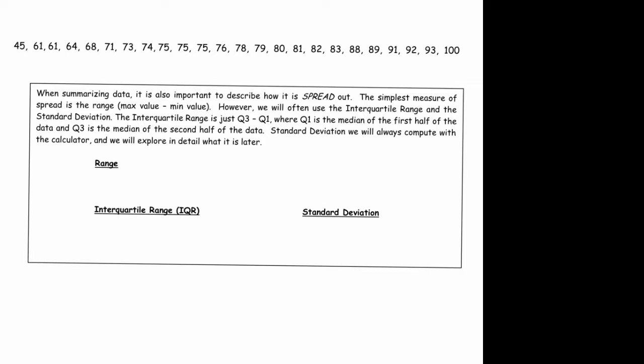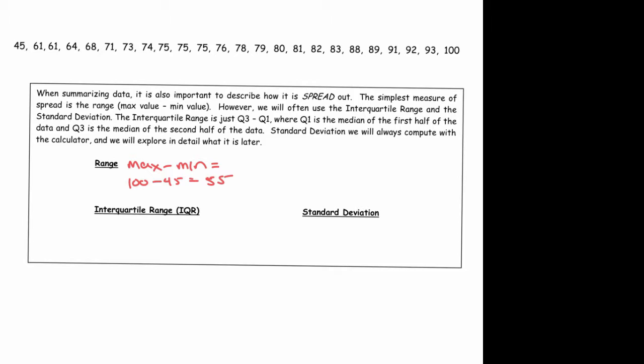So the range is sort of the crudest, right? Because all you're doing is taking the max value and subtracting the min value. So in our case up here, these are the test scores. If you just do your max minus your min, you're going to get 100 minus 45. Right, so that's a 55-point difference between the max and the min.